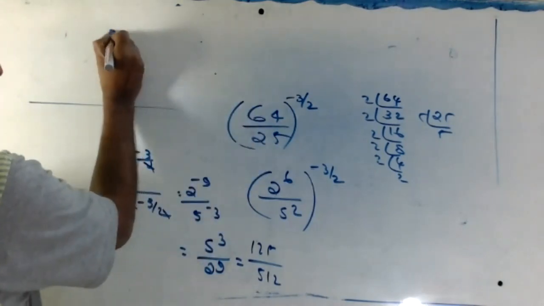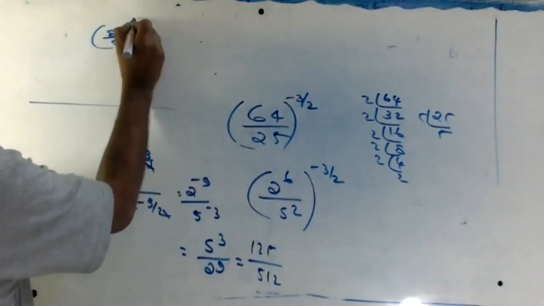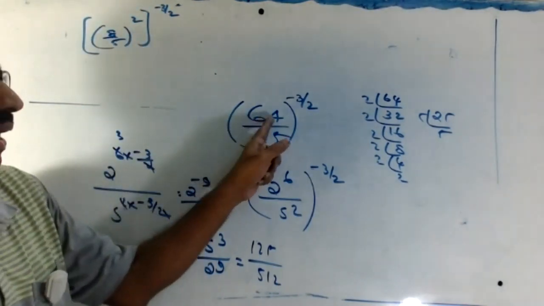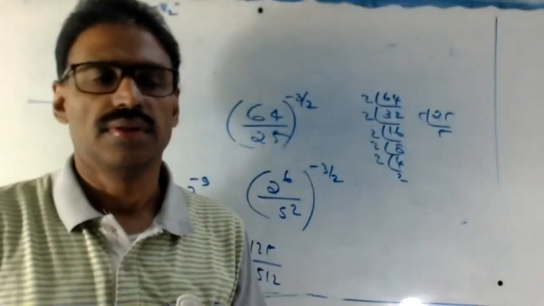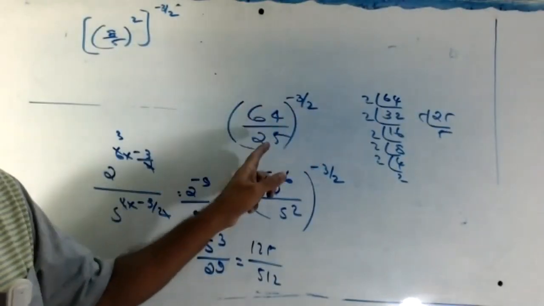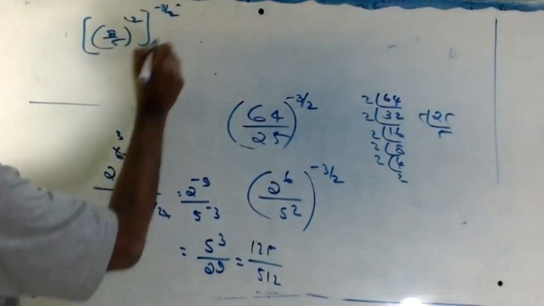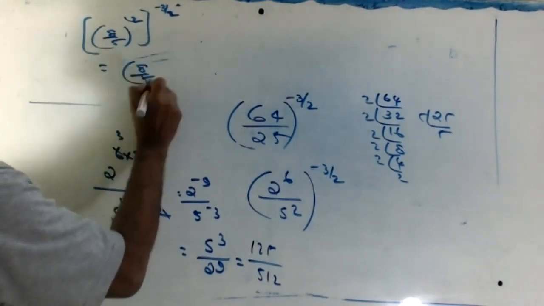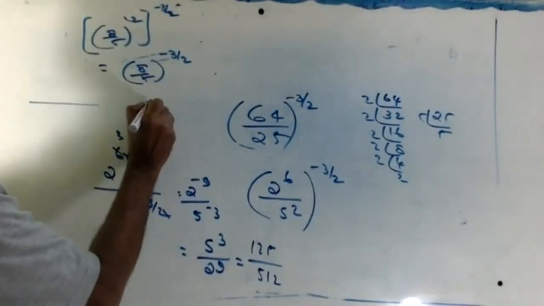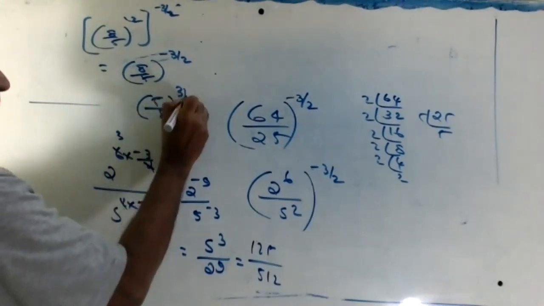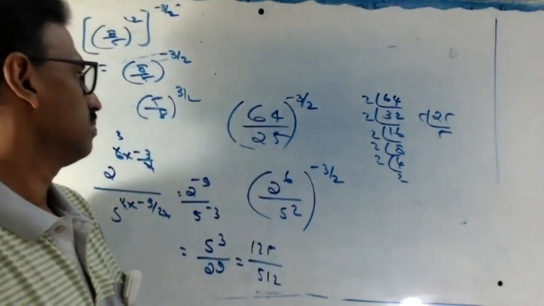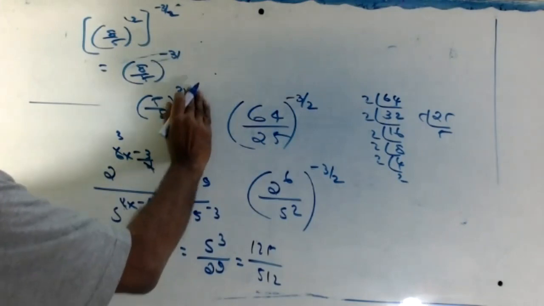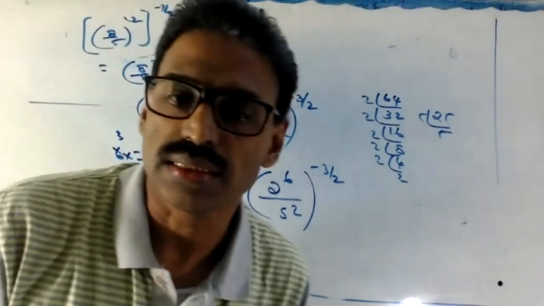Simple. 8 by 5 whole square, whole raised to minus 3 by 2. Because you know that 64 is what? 8 square. Because this is 2 here. 25 is 5 square. So now I cancel. Then what? 8 by 5 whole raised to minus 3 by 2. This is what? 5 by 8 whole raised to 3 by 2. We got the answer. Sorry, 2 will be cancelled. 5 cube divided by 8 cube. It's the only answer. You can find this way.